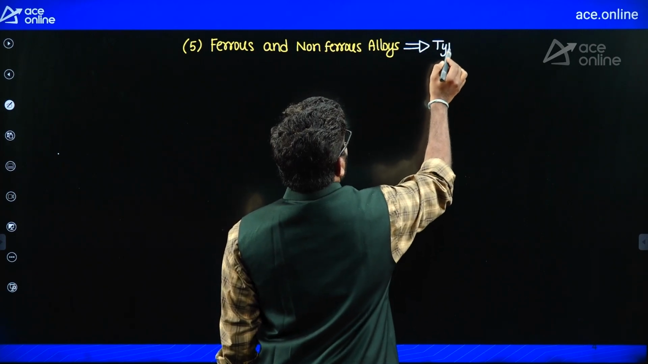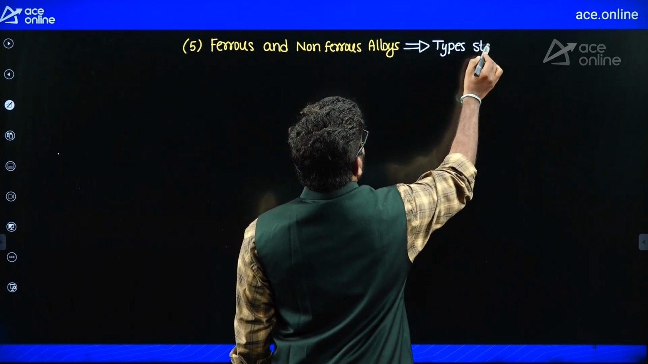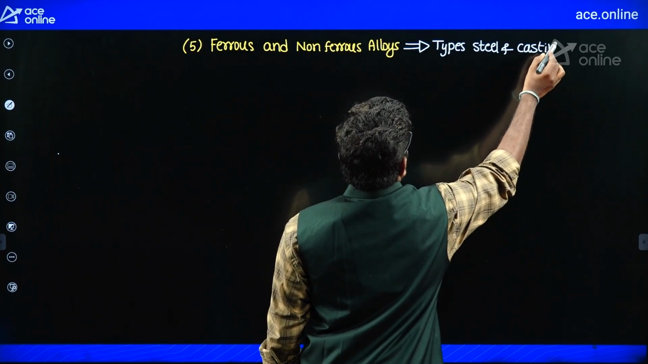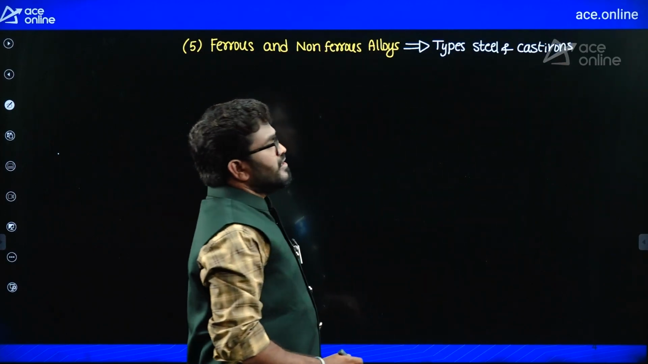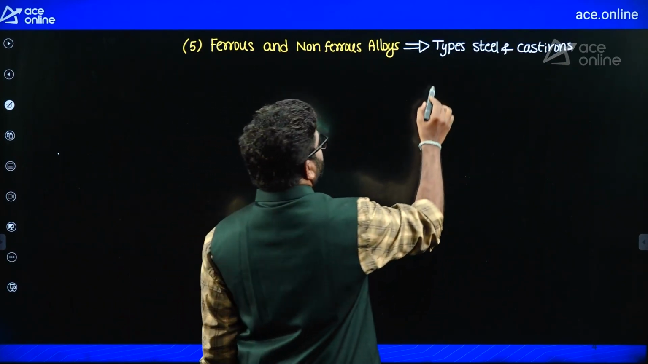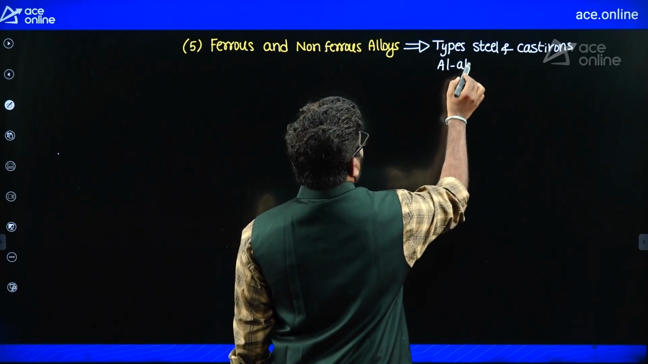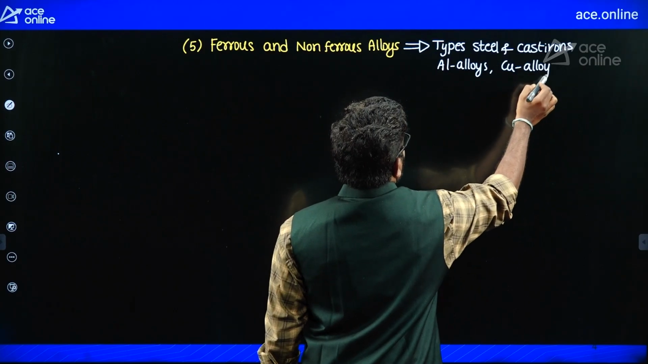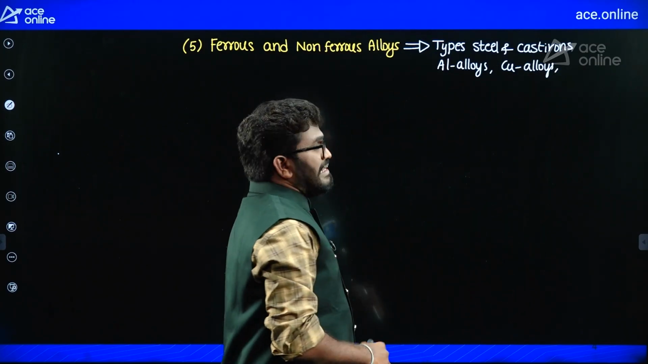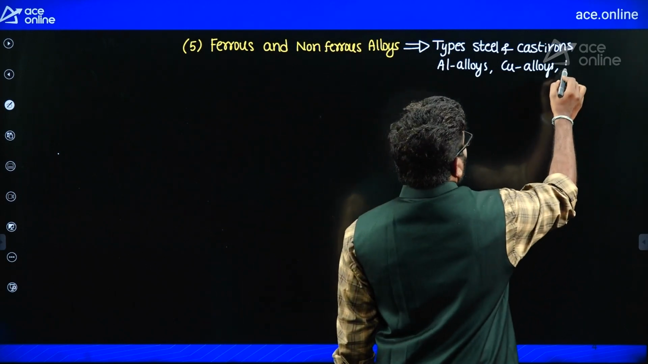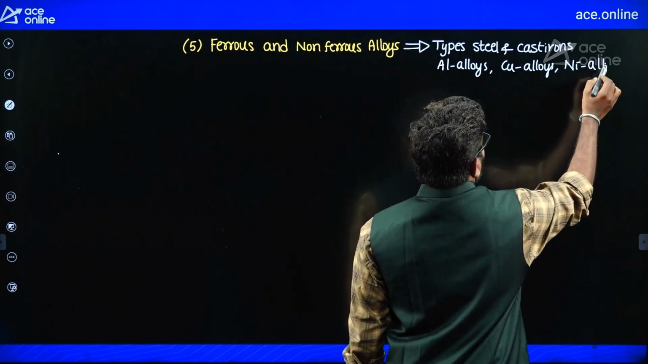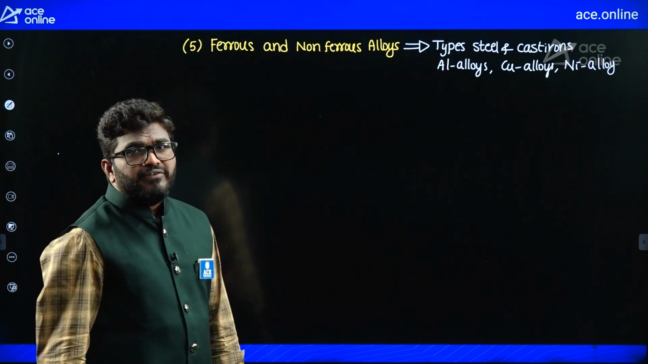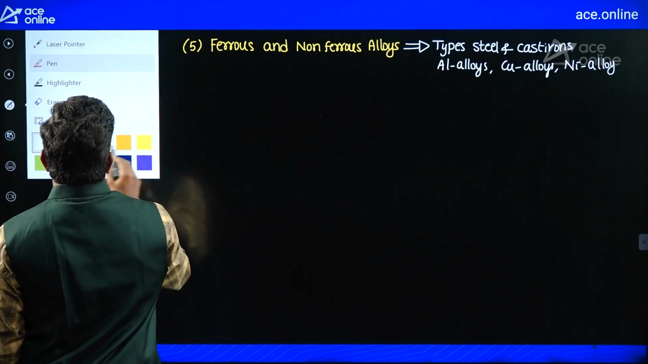You can say types of steels and cast irons. Then non-ferrous alloys, like aluminum alloys, copper alloys, nickel alloys, etc. They'll ask you basic questions from this. So this is the 5th unit, ferrous and non-ferrous alloys. They will ask you questions.